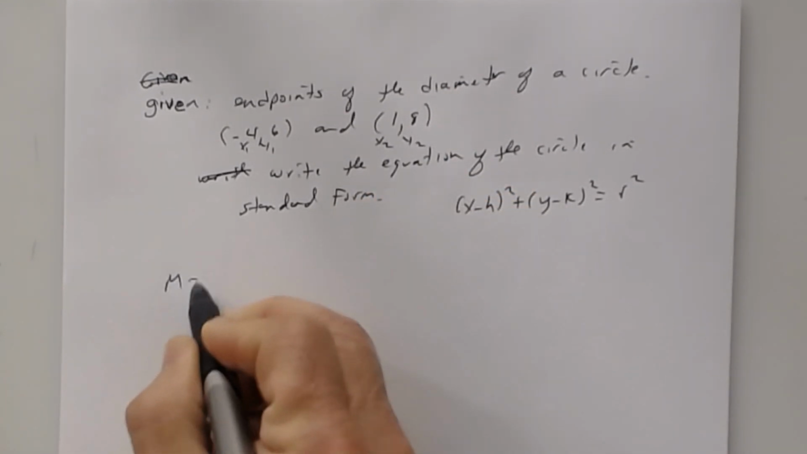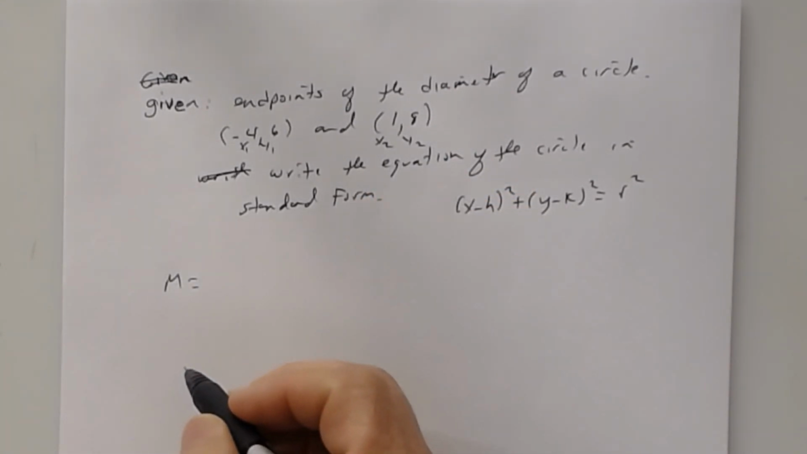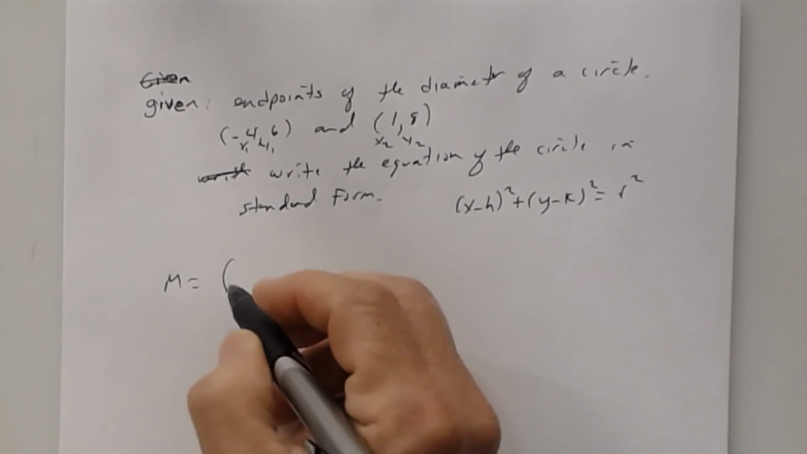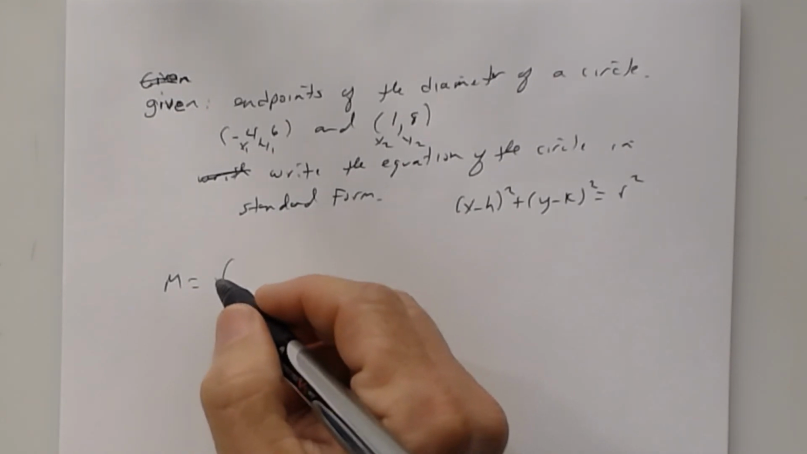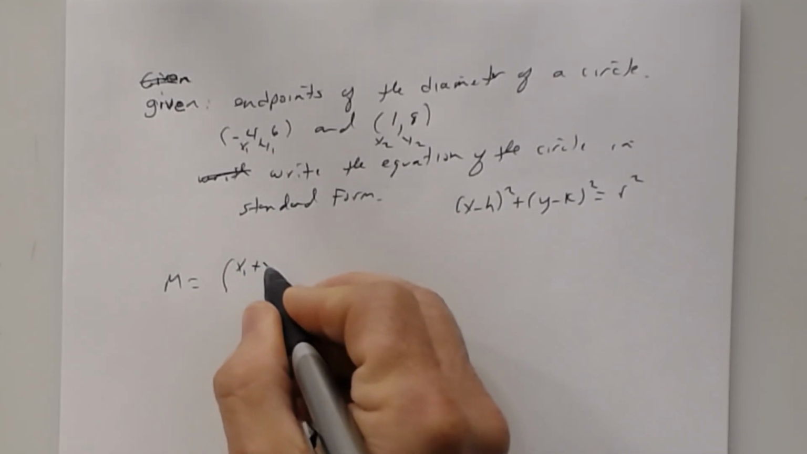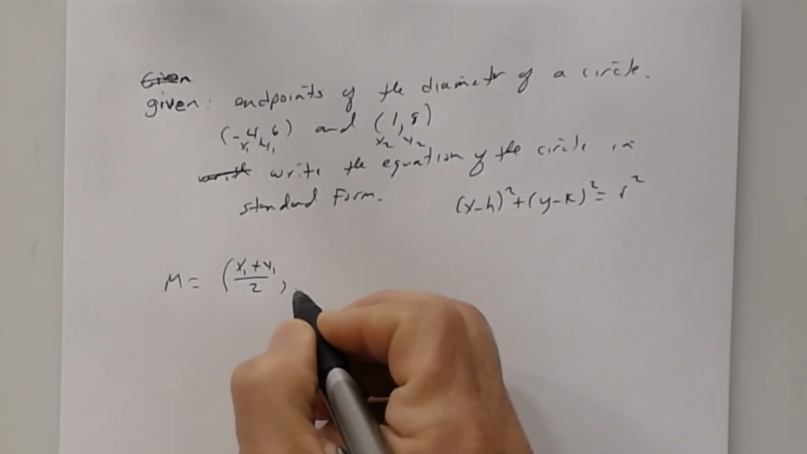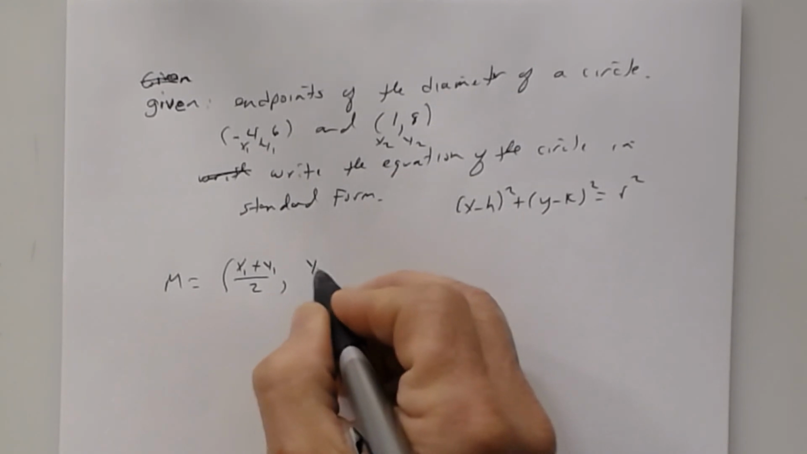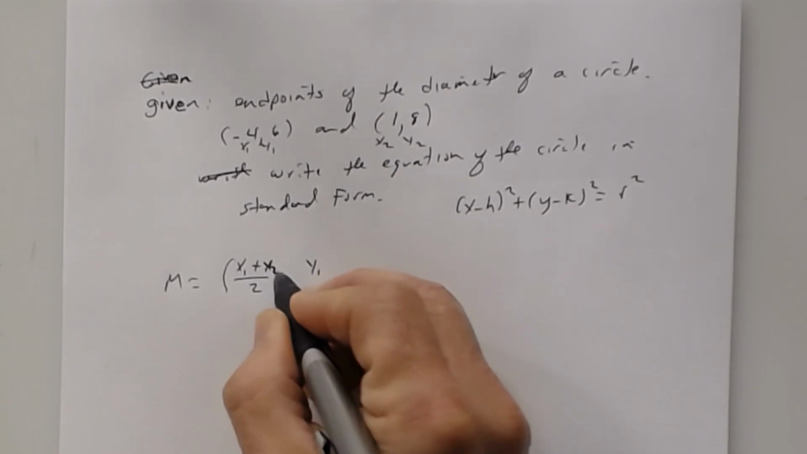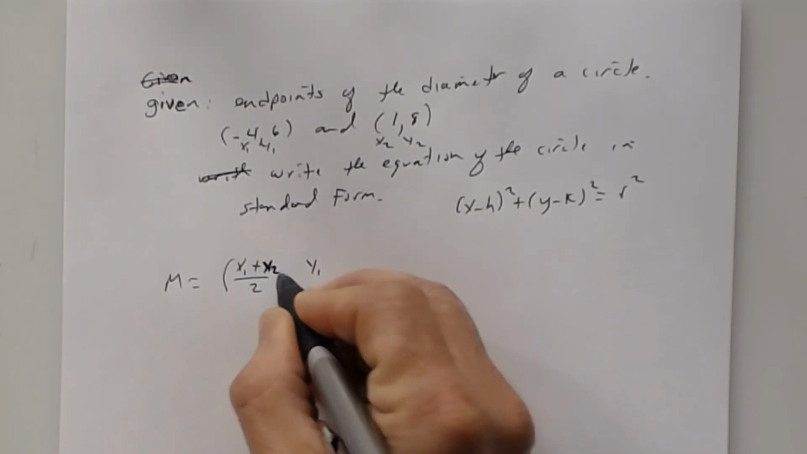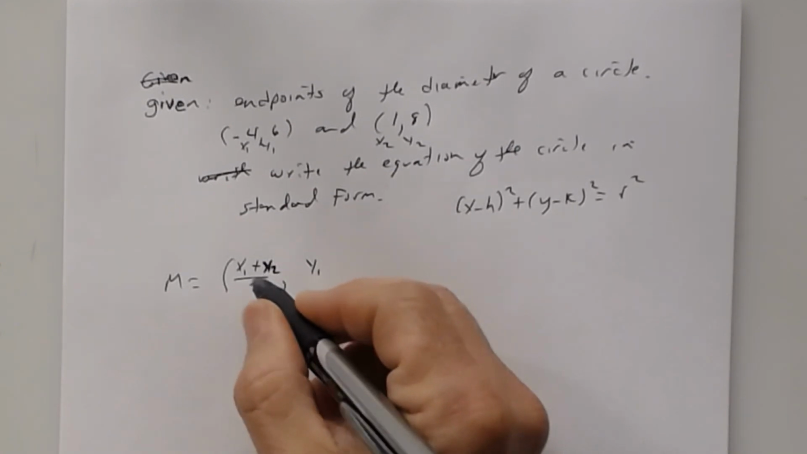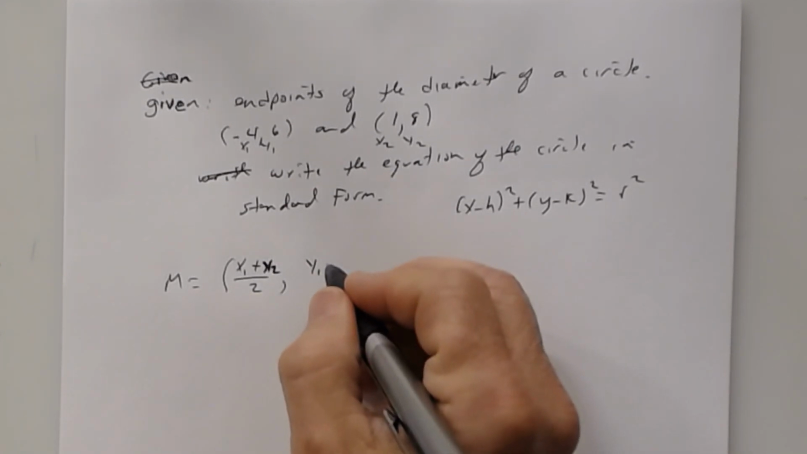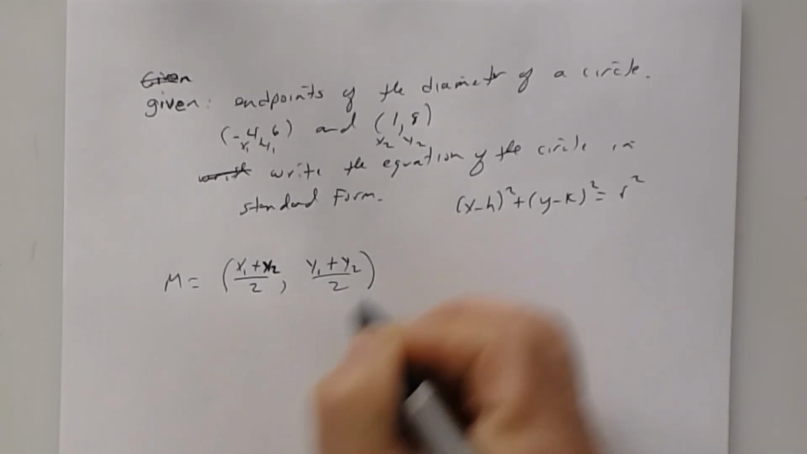So the midpoint, capital M, the midpoint formula is where you add the x coordinates together, and you take half of it. And then you do the same thing with the y coordinates. I'm sorry, you add the x's together: x1 plus x2 divided by 2. And then you add the y's together: y1 plus y2 divided by 2.